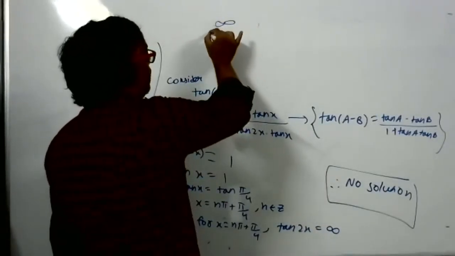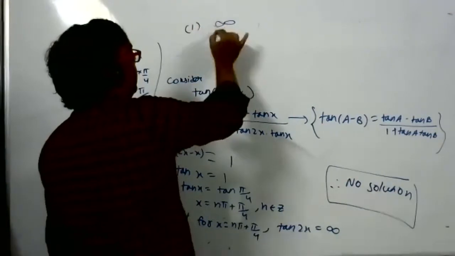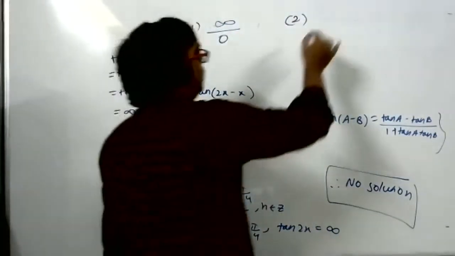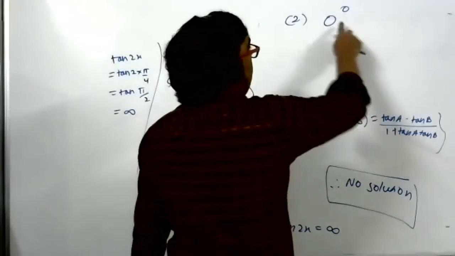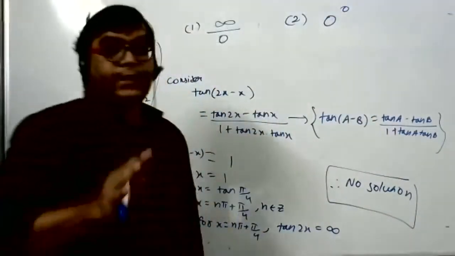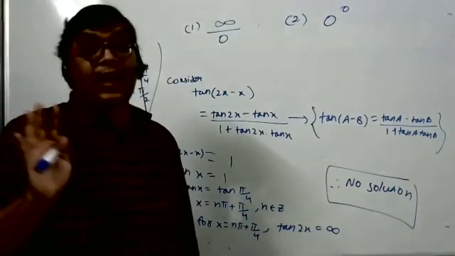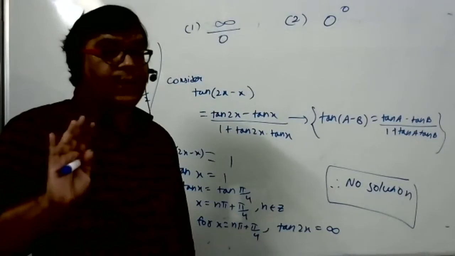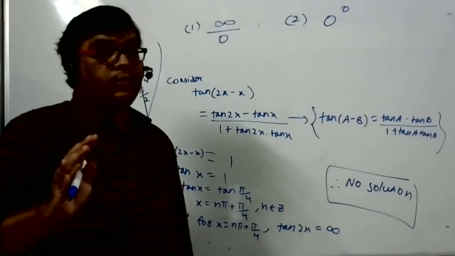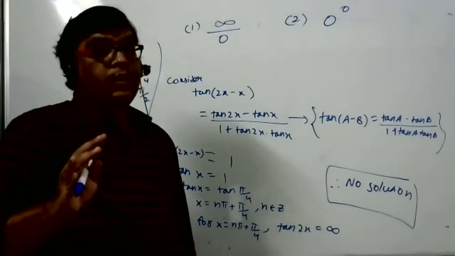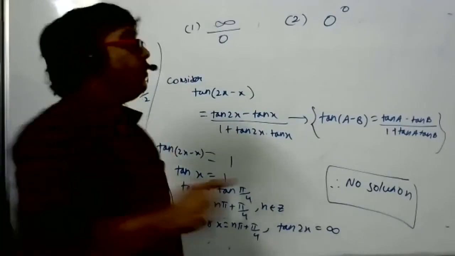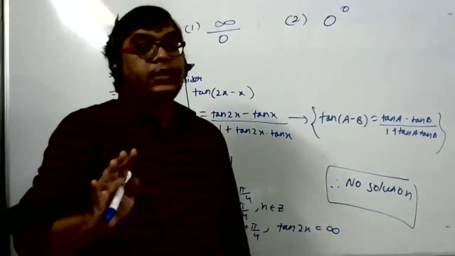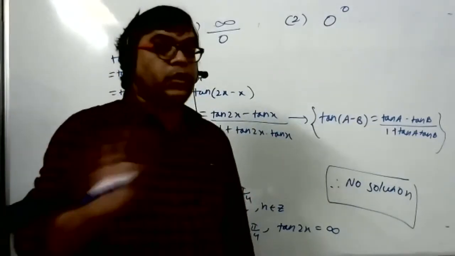I have 2 questions, sir. Okay, infinity by 0. Second question: 0 to the power 0. We don't know the answer. It is also an indeterminate form. Sir, but I got it as 1, because anything to the power 0 is 1. Sir, it approaches 1. But 0 to the power 0 is indeterminate. We don't know the answer.